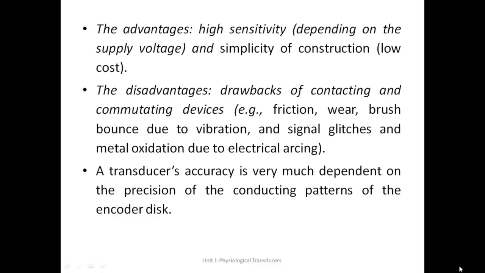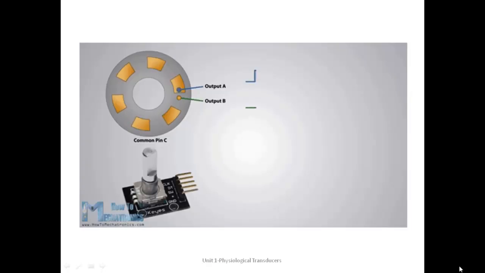Okay, so it has certain advantages. It is highly sensitive, with simplicity of construction. It is a very low cost device. However, the drawbacks are contacting and commuting devices. Friction is there. Sometimes the brushes bounce due to vibration. So basically the transducer's accuracy is dependent on the precision of the conducting patterns of the encoder disk.